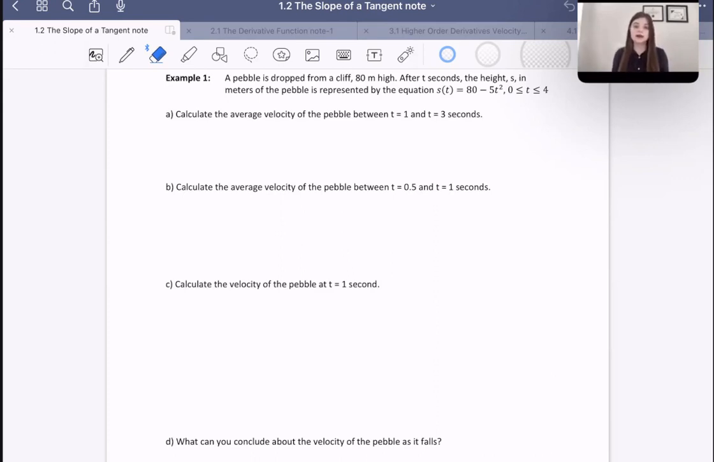So let's go ahead and do that with this example. Just a reminder, in this example, I will be using first principles as we have not done derivatives yet. But yes, there is another faster way to calculate the velocity using the derivative method, which I will not be sharing today. Okay, so example one says that a pebble is dropped from a cliff 80 meters high.